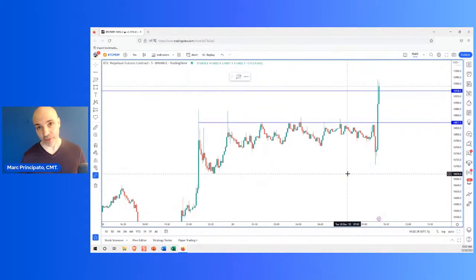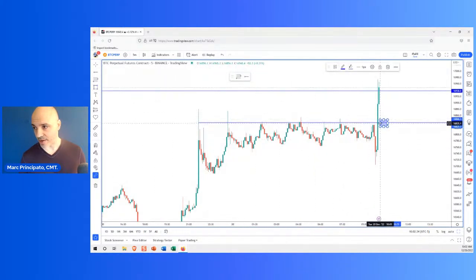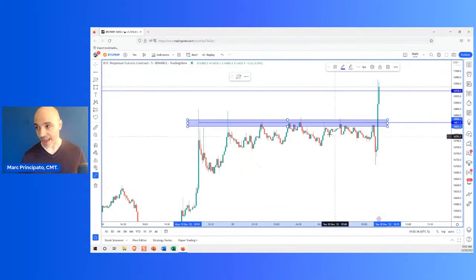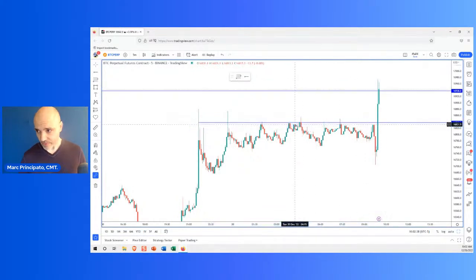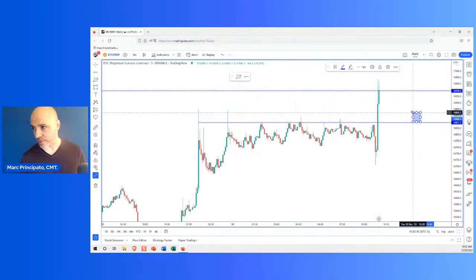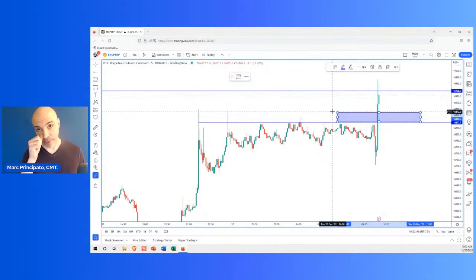I'm going to adjust my levels. So this resistance right here, this old resistance, is now a support level. So I adjust, right? That means that if we get a pullback into this area right here, over the next hour or so, that's going to be a place to be looking for longs. Now, I'm on the 5-minute chart here, okay?